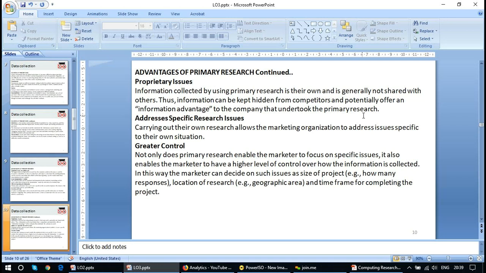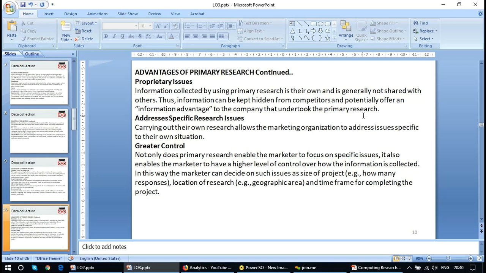Then you have greater control over your research. Not only does primary research enable the marketer to focus on specific issues, it also enables the marketer to have a higher level of control over how the information is collected. So that's true, you have full control over the research and the data. In this way, the marketer can decide on issues such as the size of the project, how many responses, location of research, time frame for completing the project, and so on.